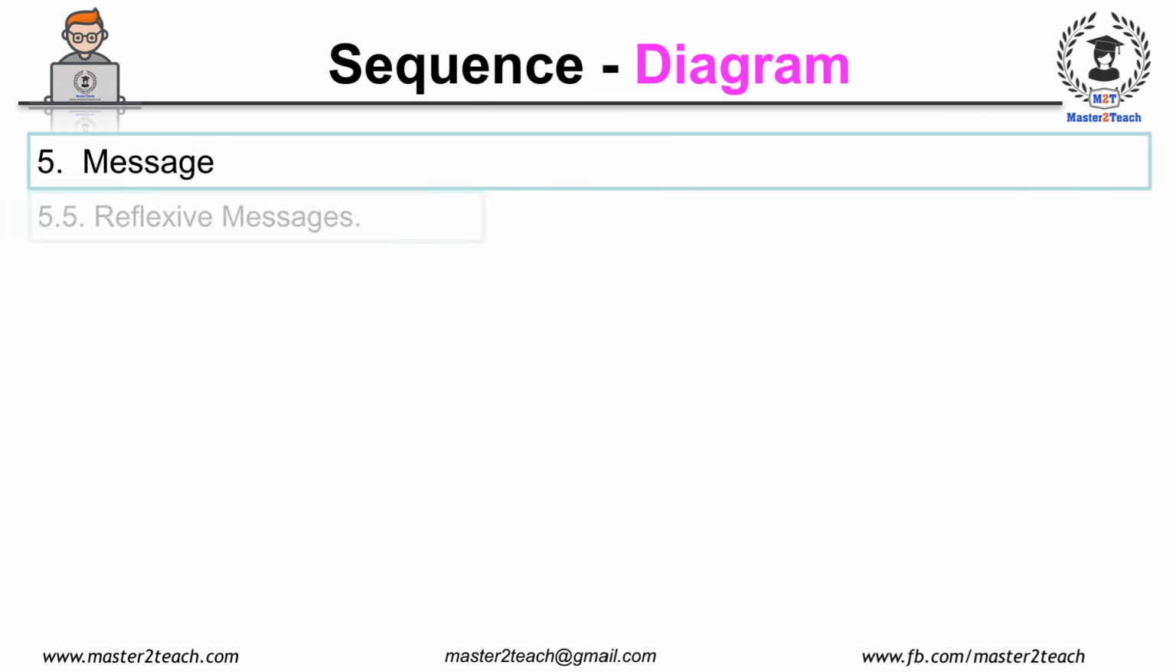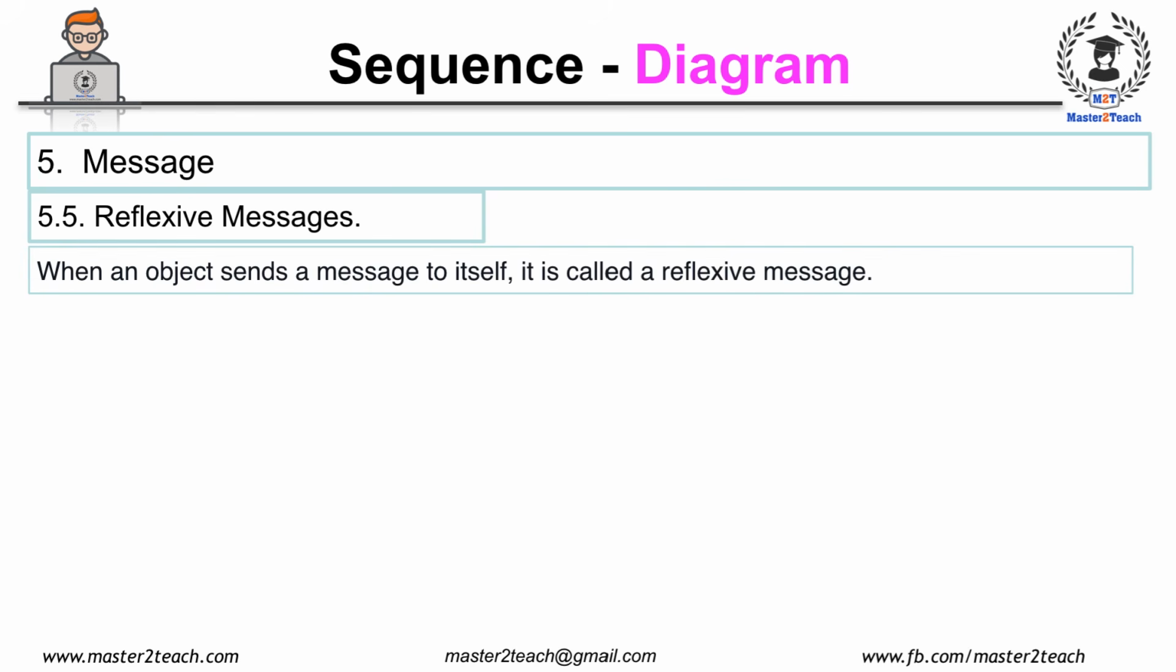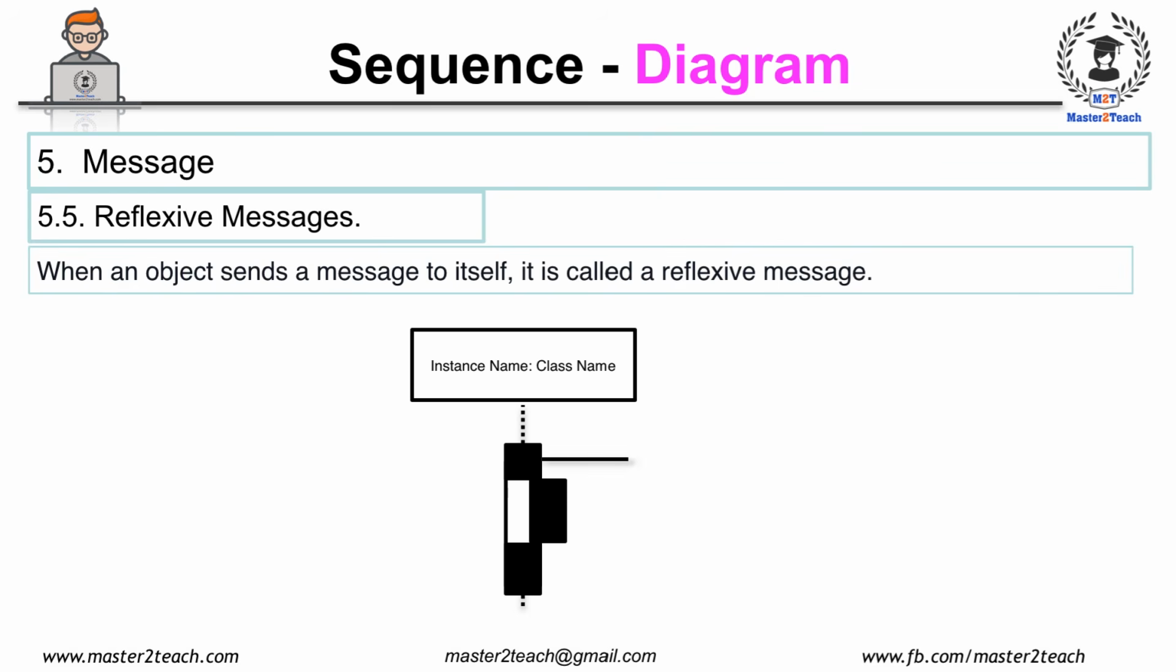Reflexive message. Sometimes an object needs to communicate with the same class method. That is, when an object sends a message to itself, it is called a reflexive message. It is indicated with a message arrowhead that starts and ends at the same lifeline, as shown in the diagram.